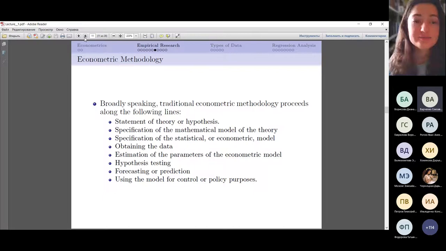And after you write the mathematical model, you should specify a statistical or econometric model. What is the difference between the two of them? What is the difference between an econometric model and a mathematical model? Generally speaking, we can say that the purely math model assumes an exact, or let's say deterministic, relationship between consumption and income. But in the real world, we understand that we have a lot of different factors that can influence our consumption, not only income, of course.